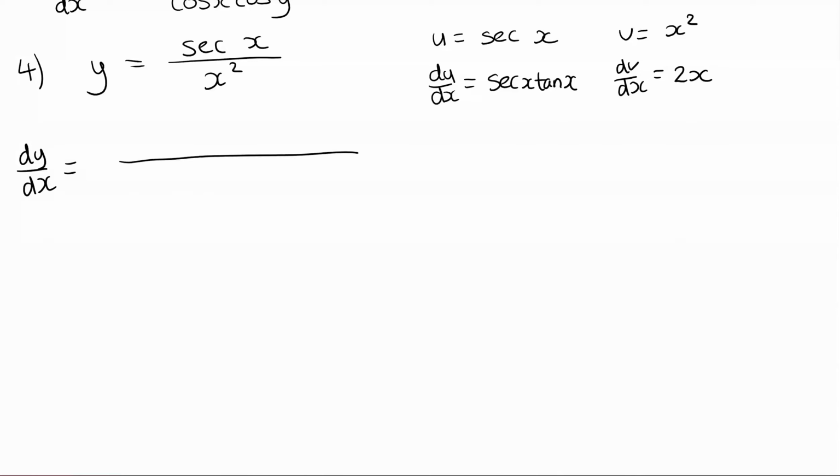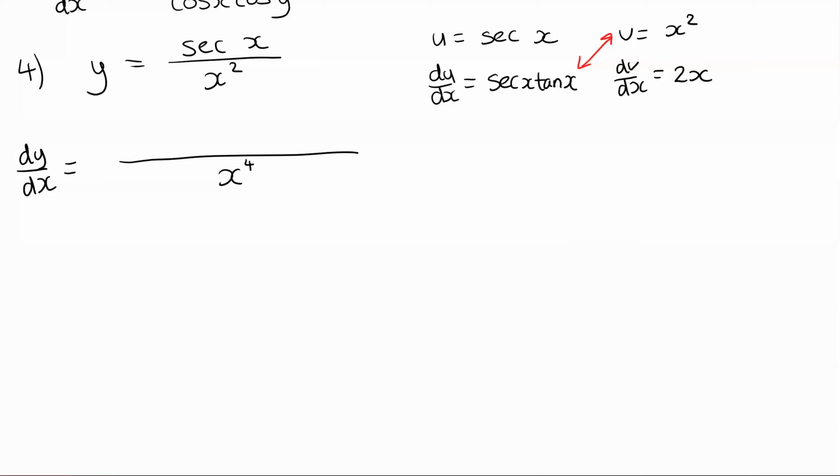So to do this with the quotient rule, on the bottom of the fraction goes v squared. So if you've got x squared and you square that, you're going to get x to the power of 4. With the quotient rule, unlike the product rule, the order definitely does matter. You need to do this v times du by dx first.